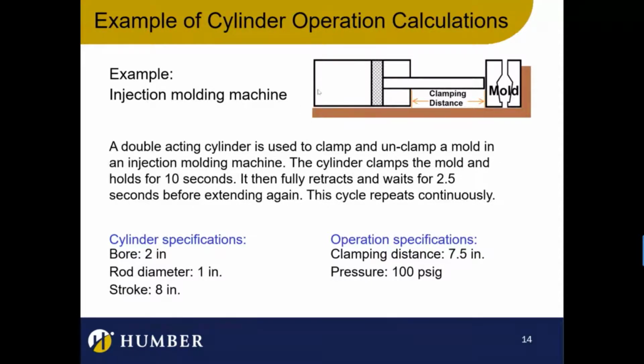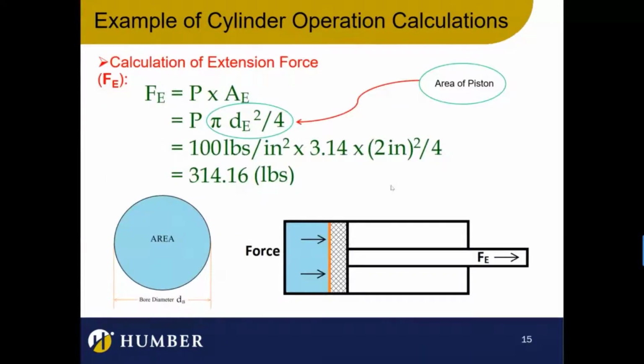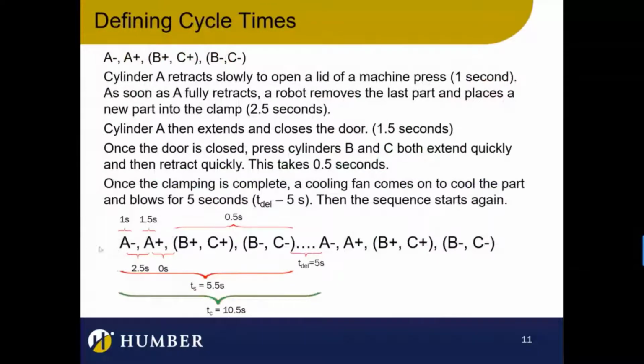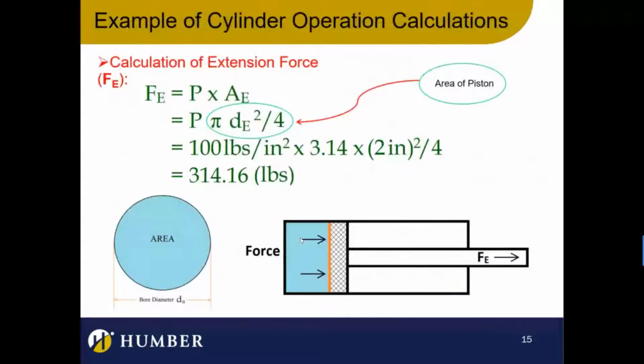So the cylinder clamps on the mold and holds it for 10 seconds. It doesn't say how long it takes to clamp it, so we can say that happens instantly. It holds it for 10 seconds, and then it fully retracts. We can say it retracts really quickly, and then it waits for 2.5 seconds. Oh, there are 2 delay times. That's complicated. What does that look like? It's okay. You can just calculate it in your time chart, and you can put a delay time in here, because there are 2 delay times. Okay, good. So there we go.